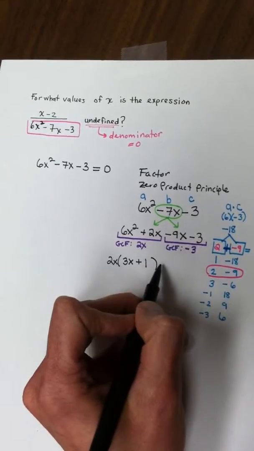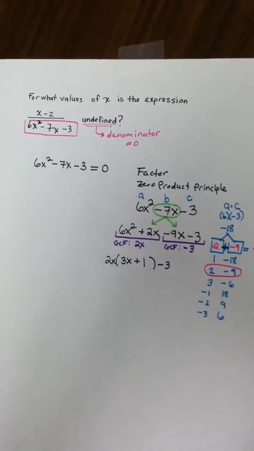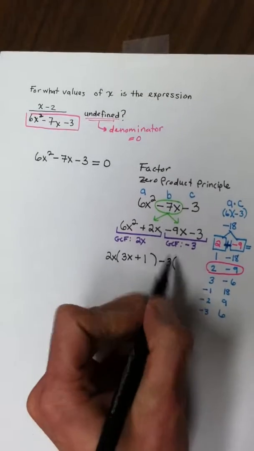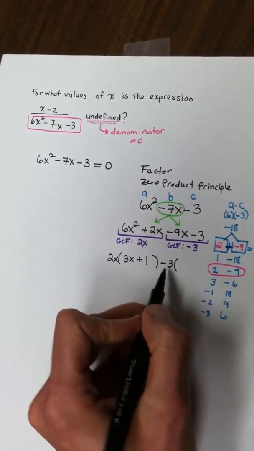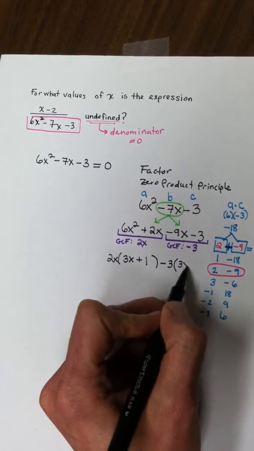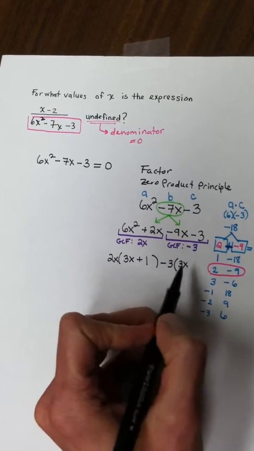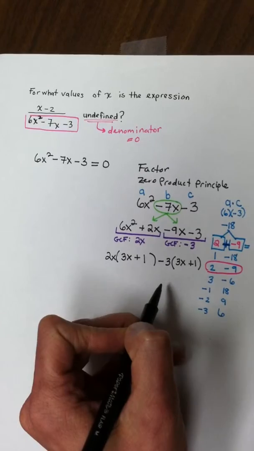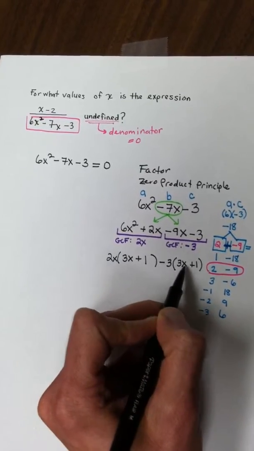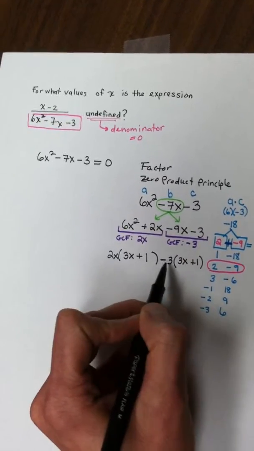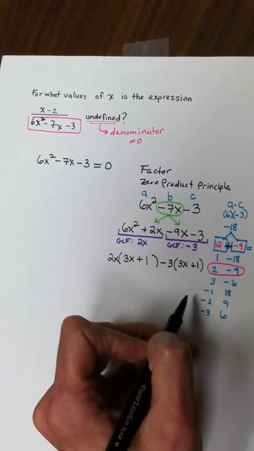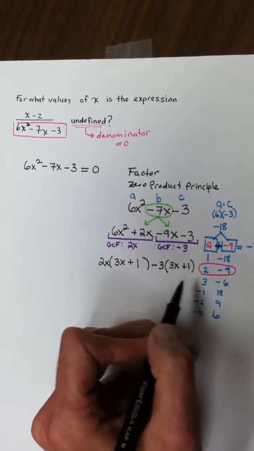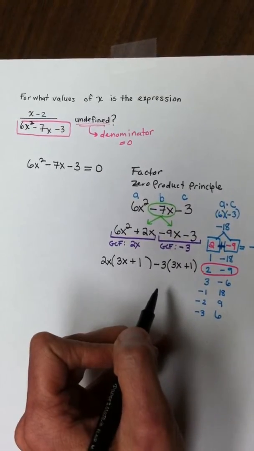In this group, I'm factoring out a negative 3. So when I do that, negative 9x divided by negative 3 is a positive 3x, and negative 3 divided by negative 3 is a positive 1. Doing some quick distribution to check, negative 3 times 3x is negative 9x, and negative 3 times positive 1 is negative 3. So I know I factored out the GCF correctly.